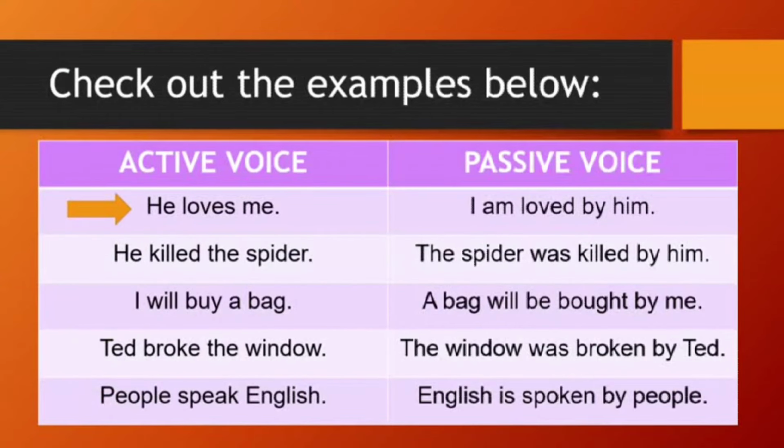Check out the examples below. Active voice, he loves me. Passive, I am loved by him. Active voice, he killed the spider. Passive voice, the spider was killed by him. Active voice, I will buy a bag. Passive voice, a bag will be bought by me. Active voice, Ted broke the window. Passive voice, the window was broken by Ted. Active voice, people speak English. Passive voice, English is spoken by people.